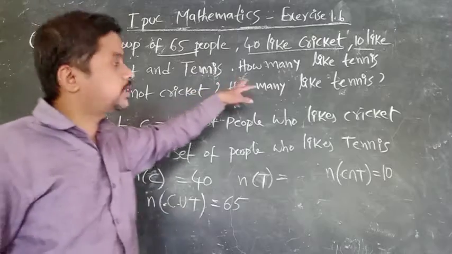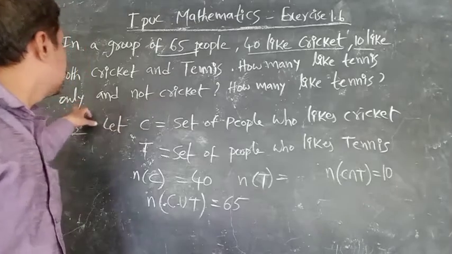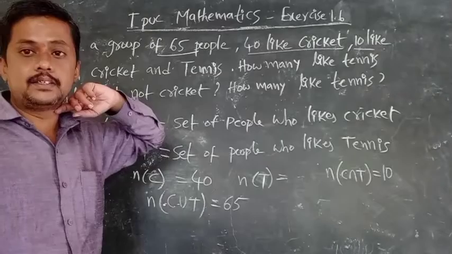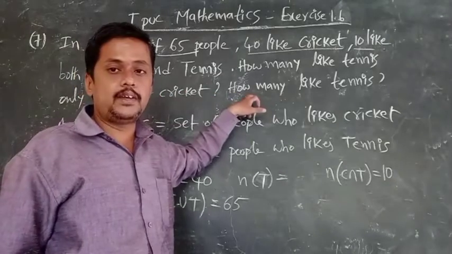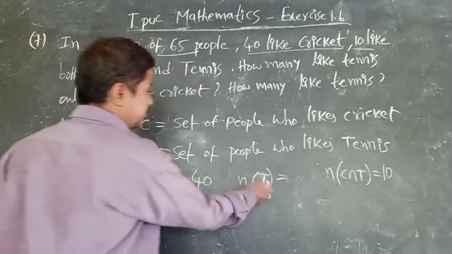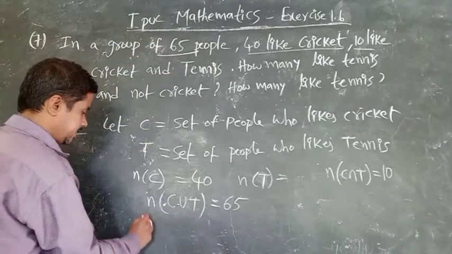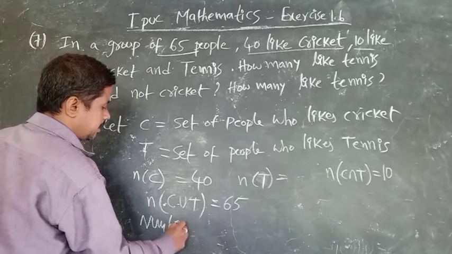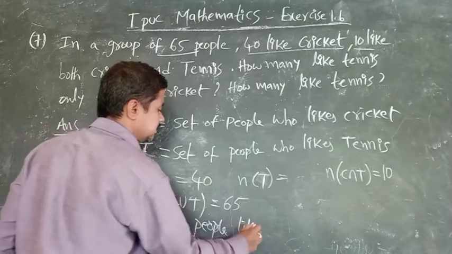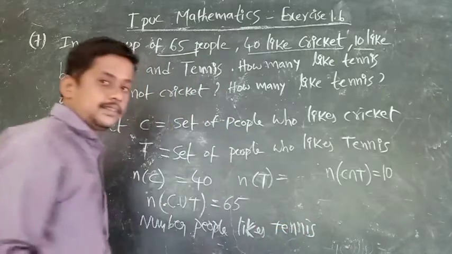So here two questions are there. The first question is: how many like tennis only, not cricket? The second question: how many like tennis? First I will calculate the second one. How many like tennis? This is n of T, the number of people who like tennis.